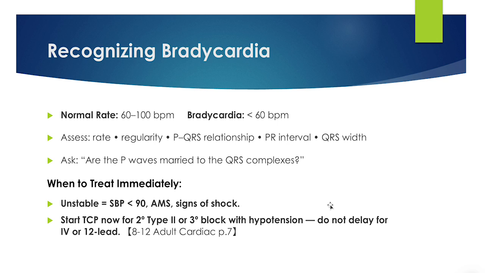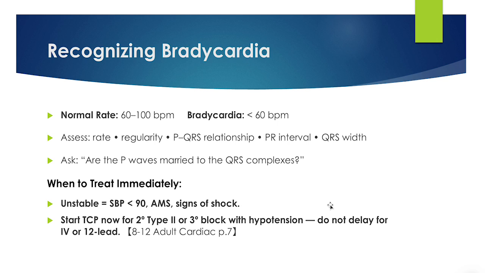So with that, we want to develop a routine where every time we check the same things so we don't miss a block. We'll check first for regularity, the P to QRS relationship, any dropped beats, the PR interval, and the QRS width.